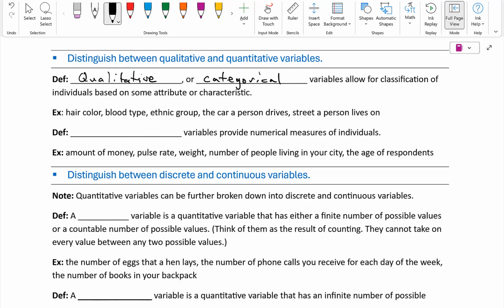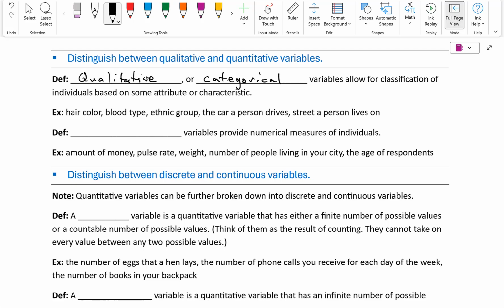Variables allow for classification of individuals based on some attribute or characteristic. So we're categorizing or associating by a quality. Examples include hair color, blood type, ethnic group, the car a person drives, street a person lives on, anything we can use to categorize someone.